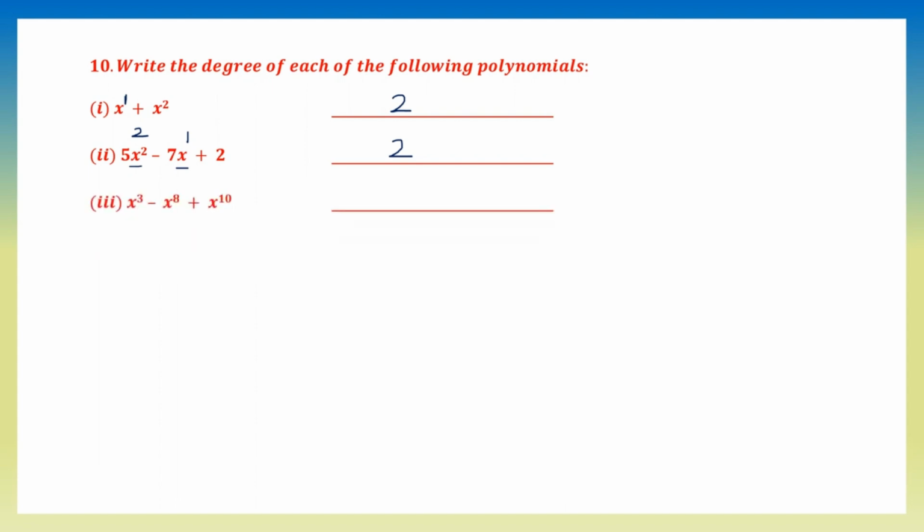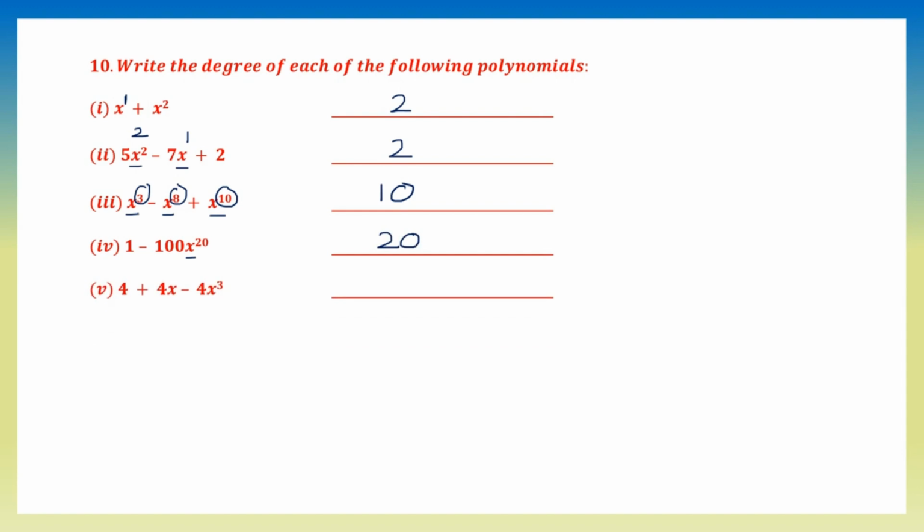Next one, again we have only one variable x everywhere. Look for the highest power. 3, 8, 10. The highest power is 10. So 10 is the degree of this polynomial. Next one, here we have x with 20. So let's write down the highest power there, 20. Now next one, again we have in one variable we have x. Here it is 1, here it is 3. The highest power is 3.